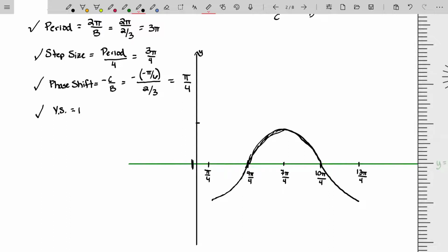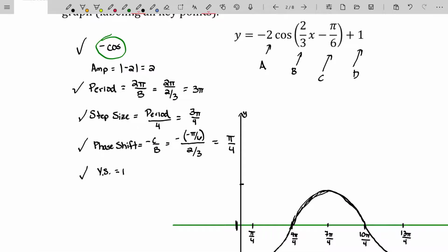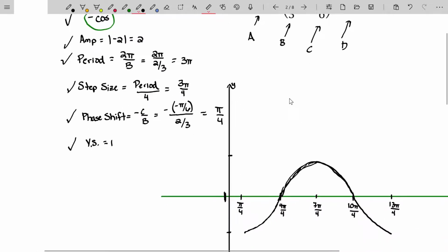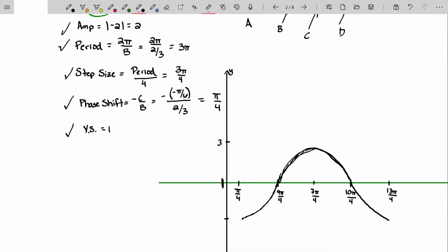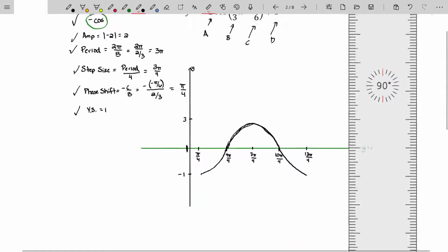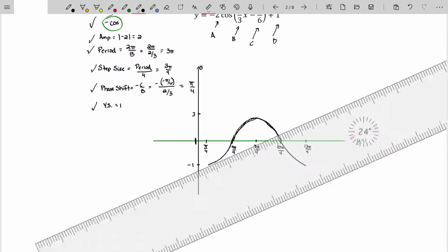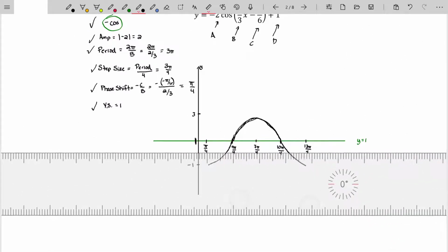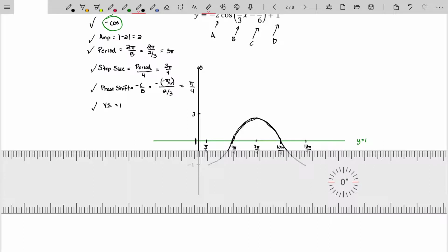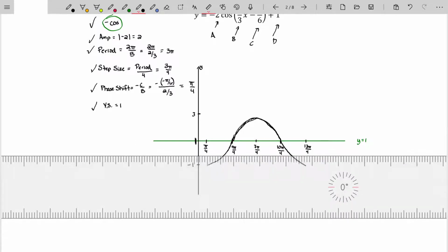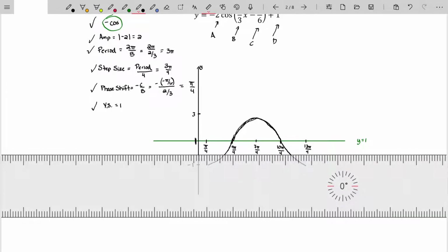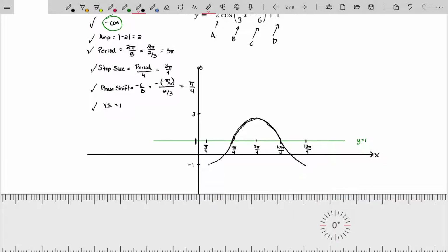So the maximums and minimums occur the amplitude away. The amplitude is 2, so the maximum is going to be at 1 plus 2, which is 3, and 1 minus 2, which is negative 1. Once you get that, you know where your x-axis is. It's halfway between a height of 1 and a height of negative 1. So the x-axis is probably right about here. And you have your entire graph.